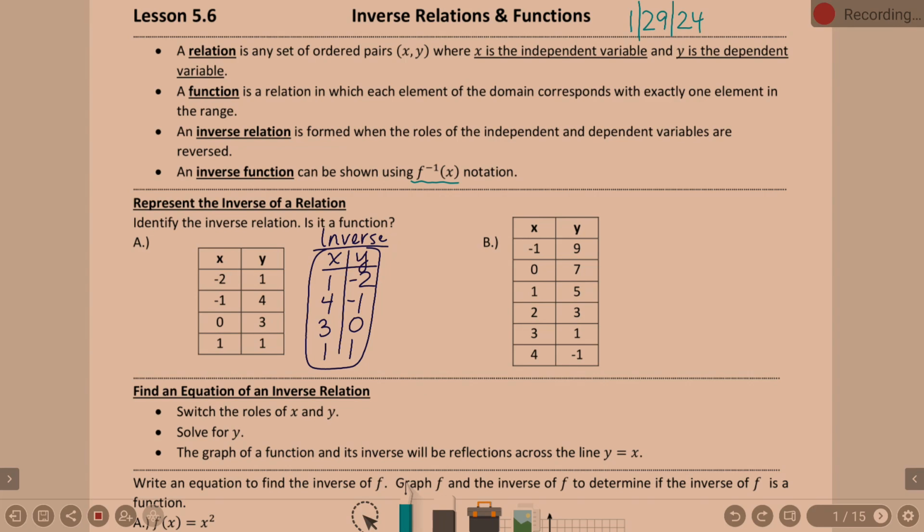Now, the question, is it a function? It just asks if the inverse is a function, but we're going to talk about both of these. So let's go back to the original. The original printed XY chart. Is this a function? Definition up here, each element of the domain corresponds with exactly one element of the range.